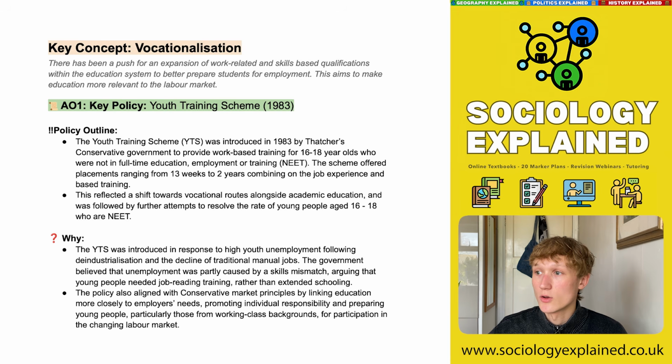So the final key concept here is vocationalisation. So this is a way in which marketisation policies and certain policies have made education arguably more vocational, which means more skills-based and more clearly setting people up for employment. So here you could talk about the Youth Training Scheme, which was introduced in 1983 by Thatcher's government, which essentially provided work-based training for 16 to 18-year-olds who were not in full-time education.